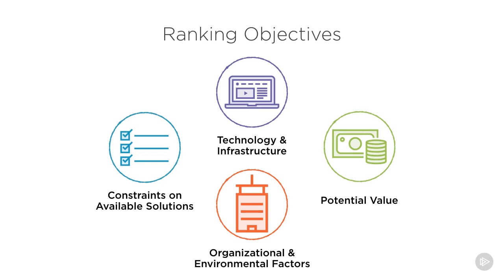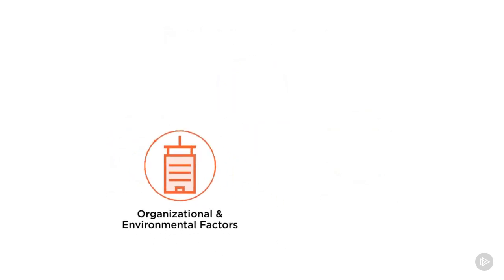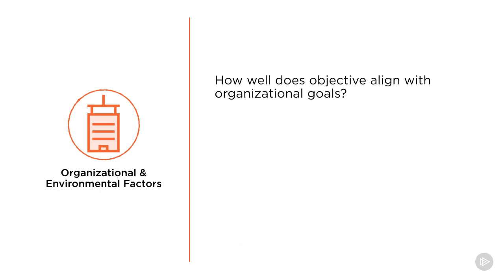Let's look at each of these a little more closely, beginning with organizational and environmental factors. We have to ask ourselves a number of questions, beginning with how well the objective aligns with organizational goals. It's possible that we have an objective that somewhat serves an organizational goal, whereas we have another that's directly in line with what the organization's goals are. In that case, well, the one that fits the goal better would be the objective worthy of higher priority. However, it's more complicated than that.